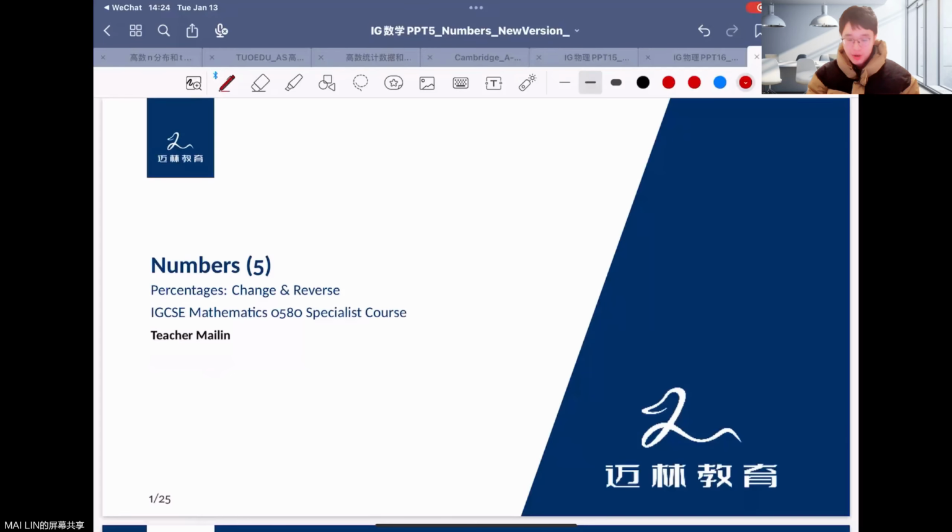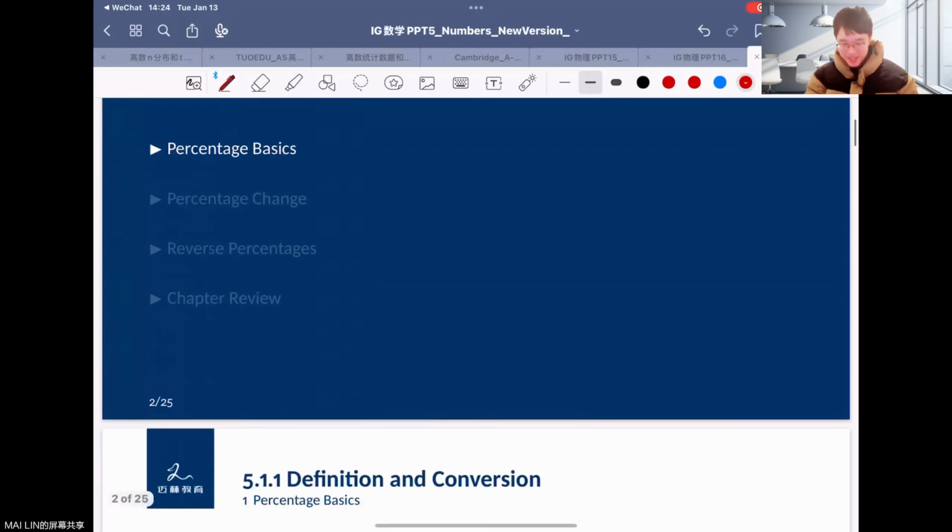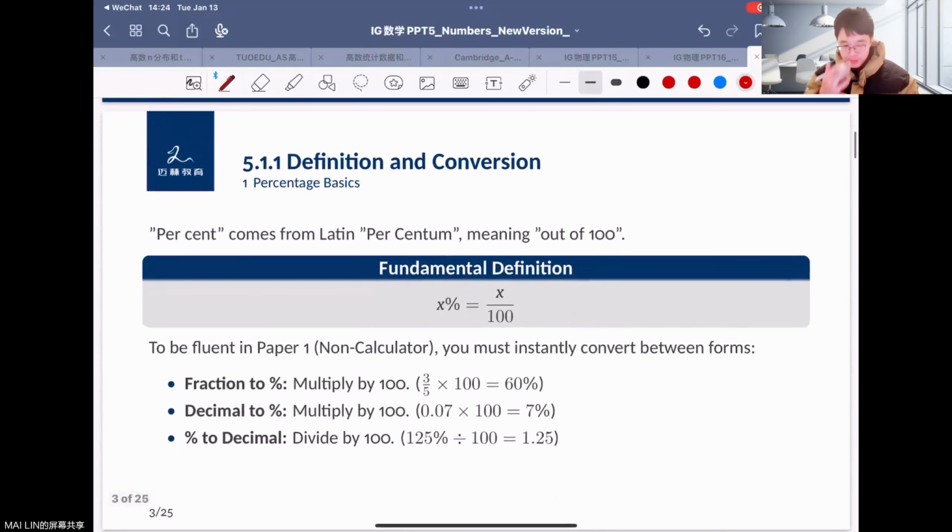So let's move into our content today. The first part is about percentage basics. In today's lesson, we're learning about percentages. Let's move to the first part, about definition and conversion.